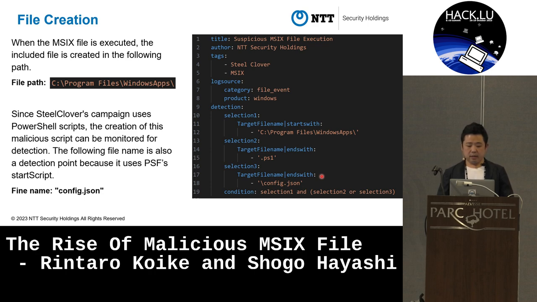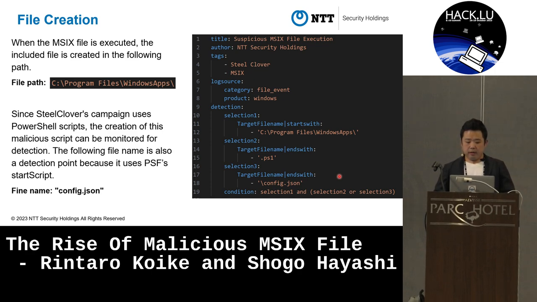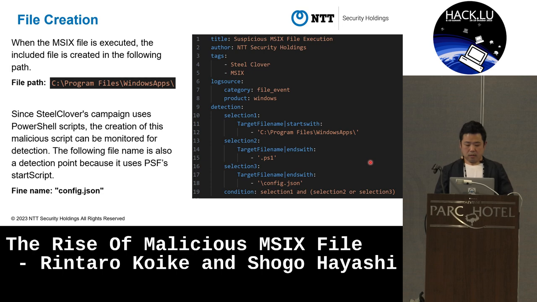This file contains the start script of PSF. Originally, I wanted to define a rule to detect if the two files, .ps1 and config.json, are created by one process at the same time, but I used an OR condition in this slide, because if I use an AND condition instead of OR, this rule doesn't work. So what should I do? I attended the workshop on the new Sigma toolchain yesterday, and I asked the trainer, and he gave me the answer: I should create two rules, then create a correlation rule in Sigma.